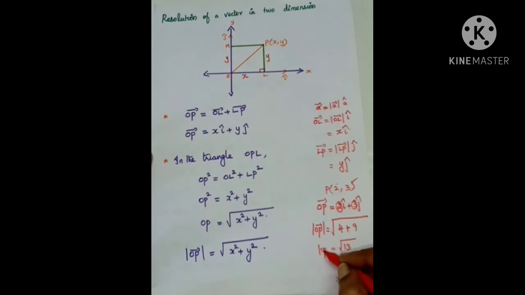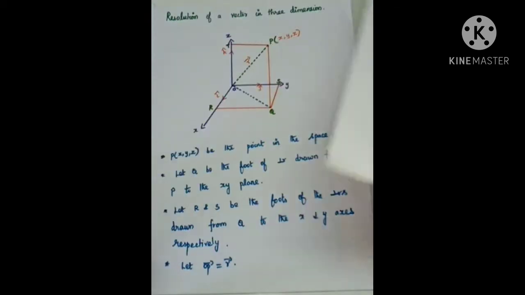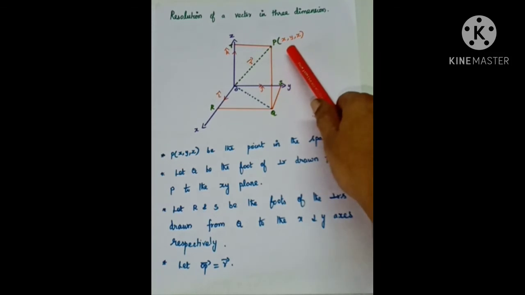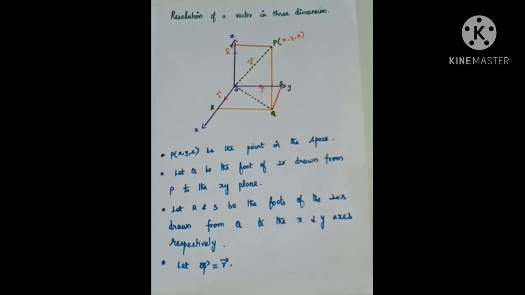So now what you can know: if you have the point with the coordinates, then you can write the position vector in terms of x, y components. Then you can find the modulus of that vector. So the same concept we are going to see in 3 dimensions. You see the point P having the coordinates x, y, z in space.